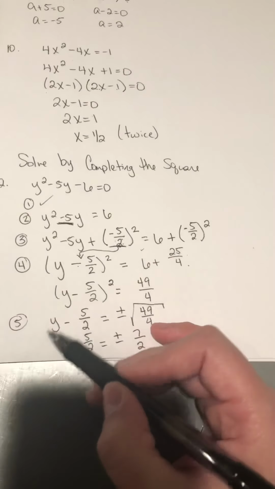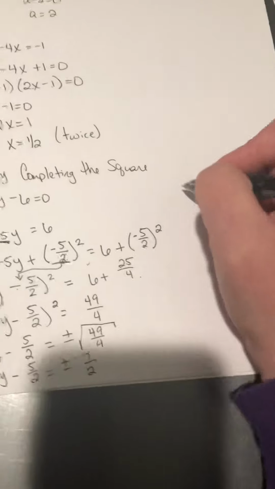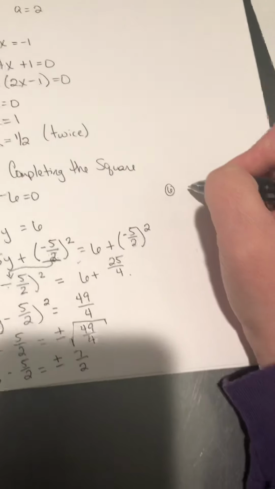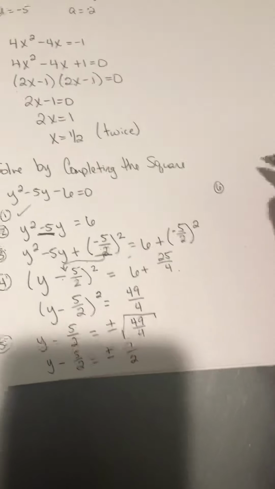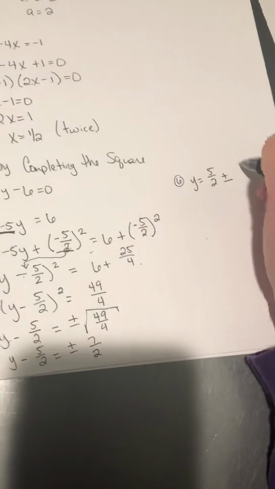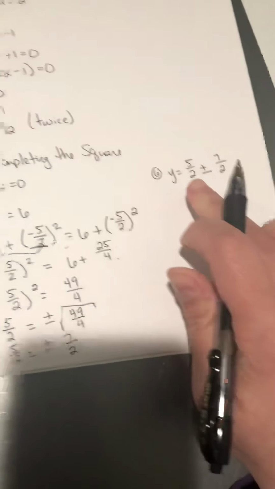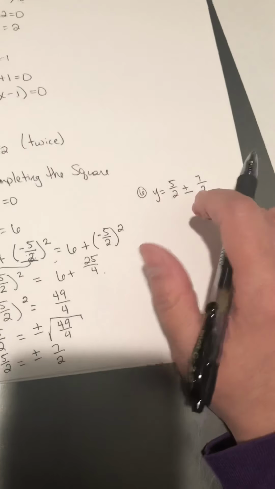And then step 6 is to solve for y. Sorry, I'll have to do it over here. Didn't think to get another piece of paper, but so solve for y. To solve for y, I add 5 halves, so I've got y is equal to 5 halves plus or minus 7 halves, which means I have two answers still. I've got 5 halves plus 7 halves and 5 halves minus 7 halves.